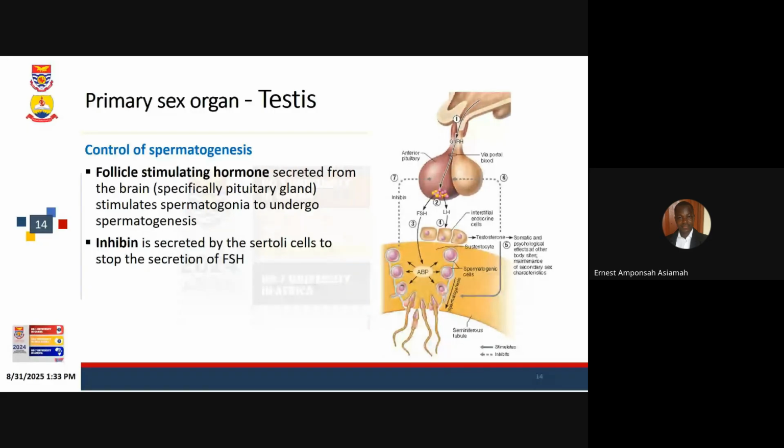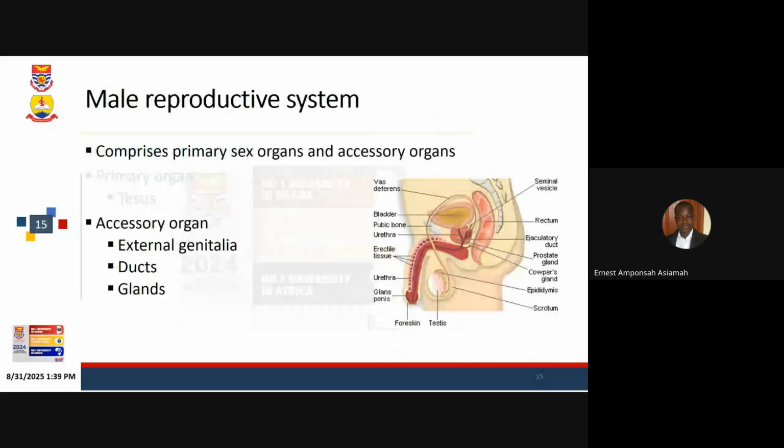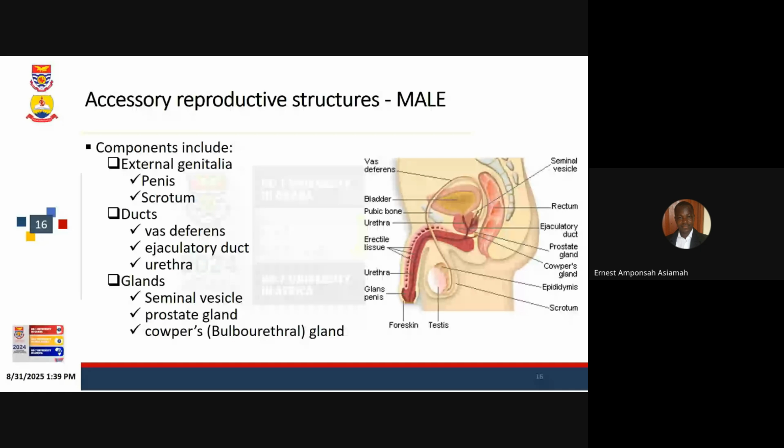So in terms of controlling spermatogenesis, we have FSH, which stimulates spermatogonia to undergo spermatogenesis. Then inhibin is secreted by the Sertoli cells to stop the secretion of FSH. Let's look at the accessory organs. With the accessory organs, we have the external genitalia, the ducts, and also the glands.